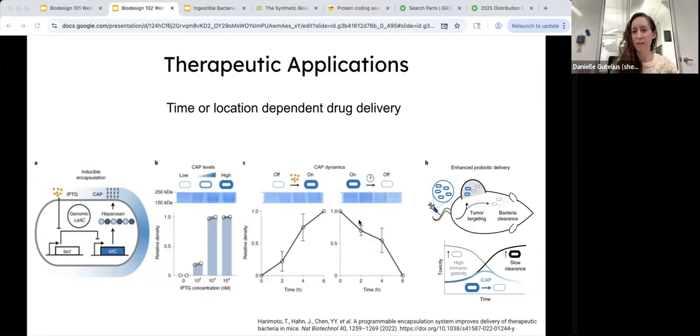Can we think of any other types of stimuli, environmental stimuli that could be used as inducers for drug delivery? What do we think? We had pH. What else?